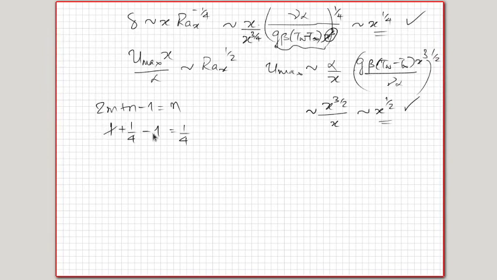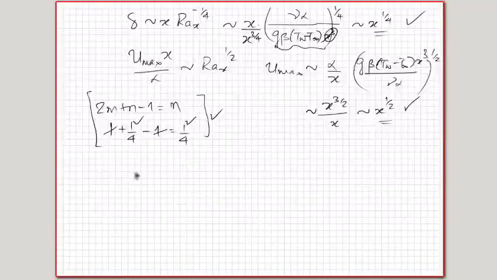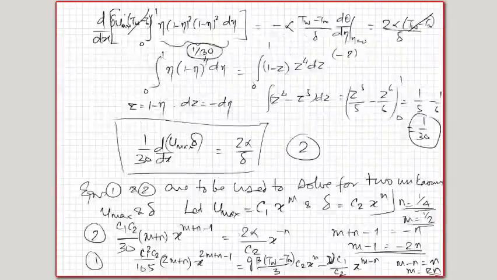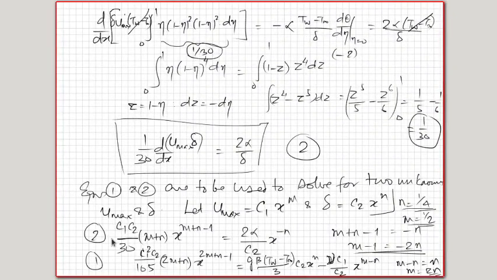So 1 and 1 getting cancelled, 1 by 4 equal to 1 by 4 is verified. So all three expressions confirm the mutual consistency. So we have got m equal to half and n equal to 1 by 4. The next thing that we will do is to go back to the very same equations, and now that the powers of x get cancelled, you get two equations in two unknowns, c1 and c2.